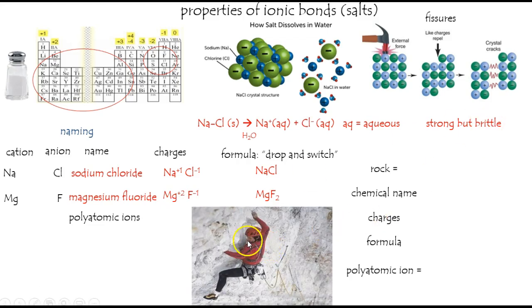Let's try this. This person who's getting a really, really loose belay, which is typical of the French, is climbing on limestone. The chemical name is calcium carbonate. Let's try to draw it. Calcium is +2. The carbonate anion is -2. But it's not your garden variety anion, is it? It consists of 4 different atoms forming a -2 charge.